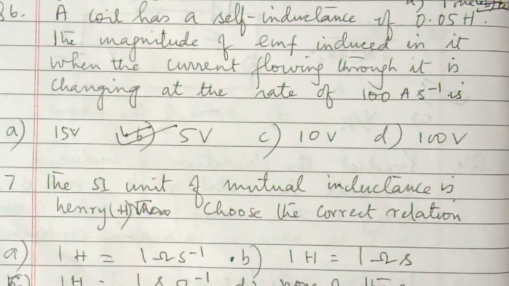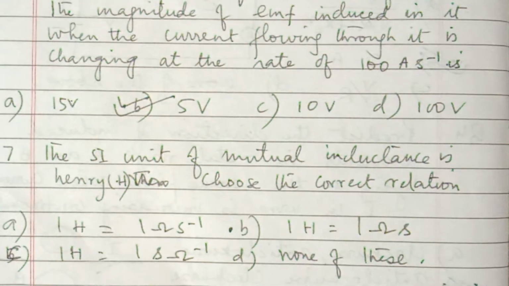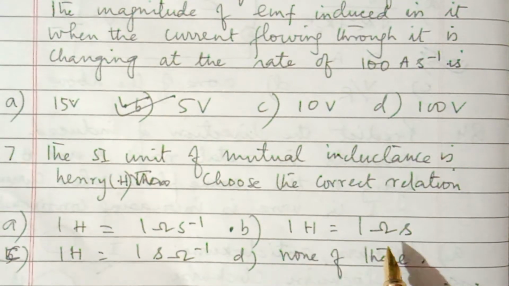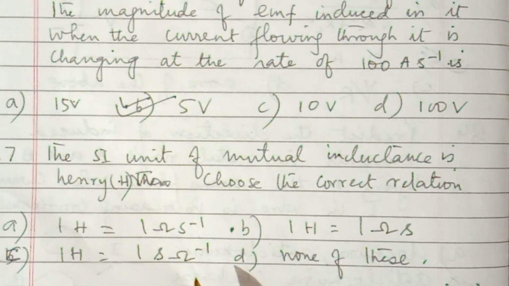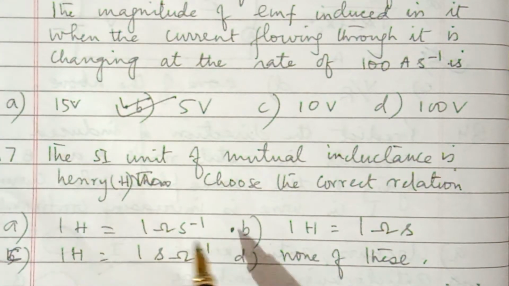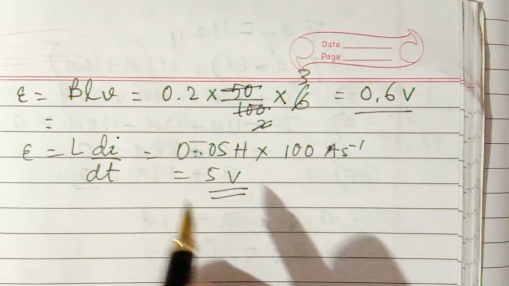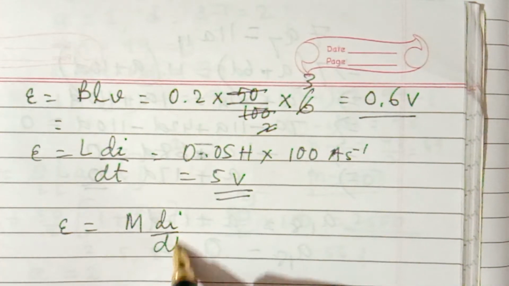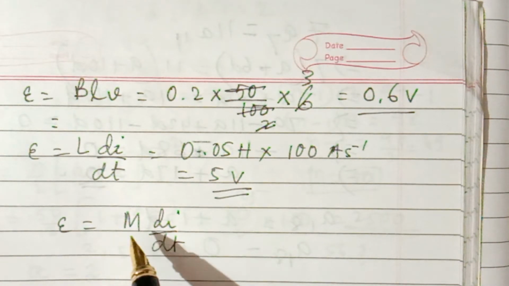Okay, next is the SI unit of mutual inductance is Henry. Then choose the correct relation. 1 Henry is equal to ohm per second, or 1 Henry is equal to ohm second, or 1 Henry is equal to 1 second per ohm, or none of these. So that means you have to express Henry in terms of ohm. That is what they are asking. Now this is the question of mutual inductance. So what formula is there? EMF is equal to M di by dt for mutual inductance.